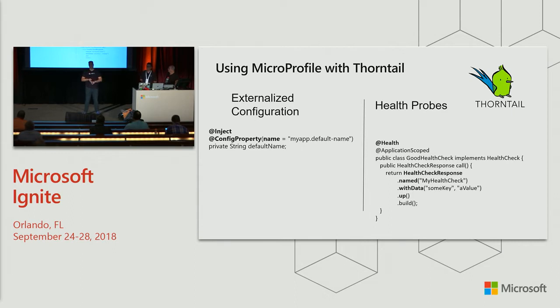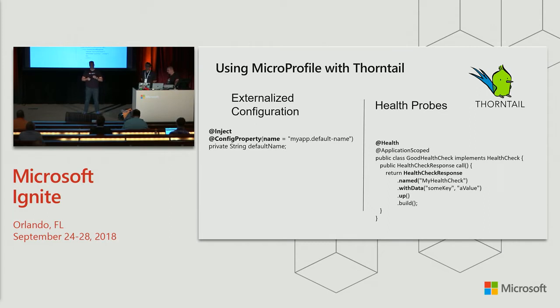So for externalized configuration for microservices, you don't want to hard code IP addresses or database URIs or anything else of that nature, because you want to be able to take these immutable containers that you're building your microservices with and move them to different environments where you have staging and production and testing databases, and a developer desktop might have a different configuration. So for MicroProfile, it's a simple annotation.